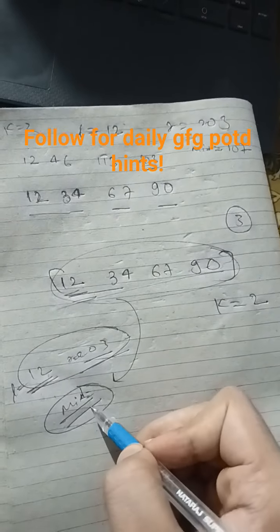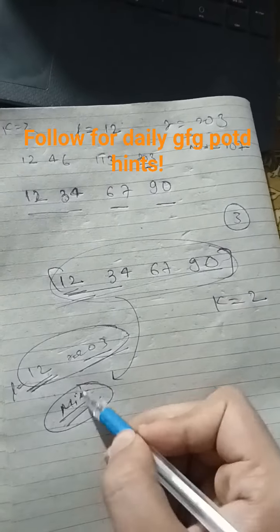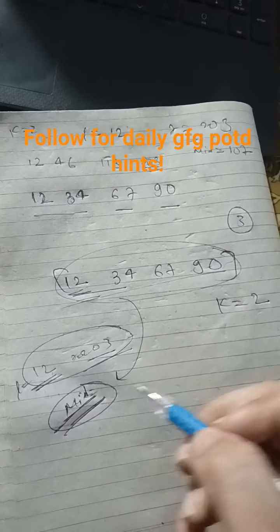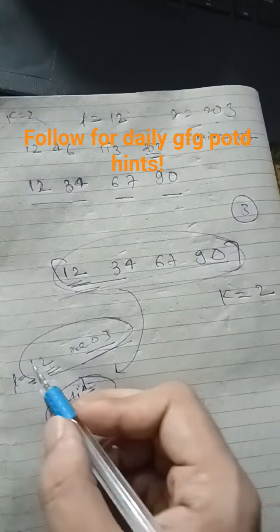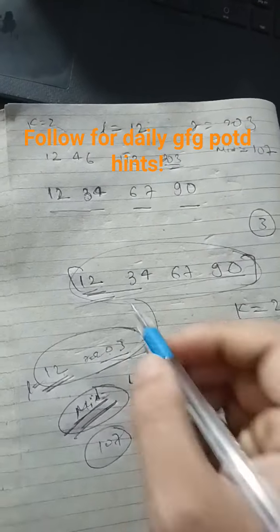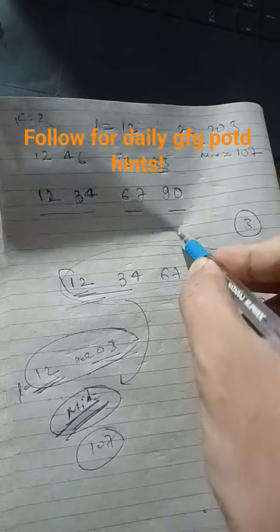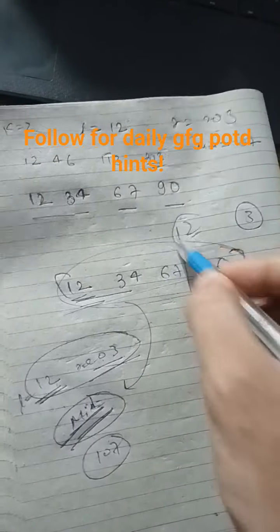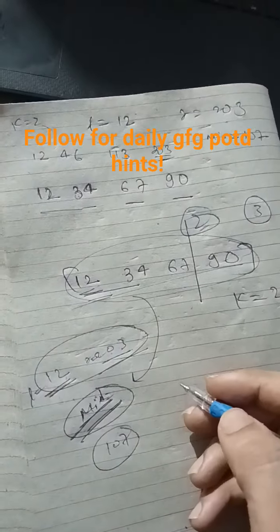So we just have to check how many students can be served if mid is the maximum number of pages any student can get. So in how many parts can we divide? Like left is 12, right is 203, then the half of this is around 107. So I will try to give 107 pages, so it will break here, and it will go to 2 students. So similarly you have to move left and right, and you will ultimately reach the answer.